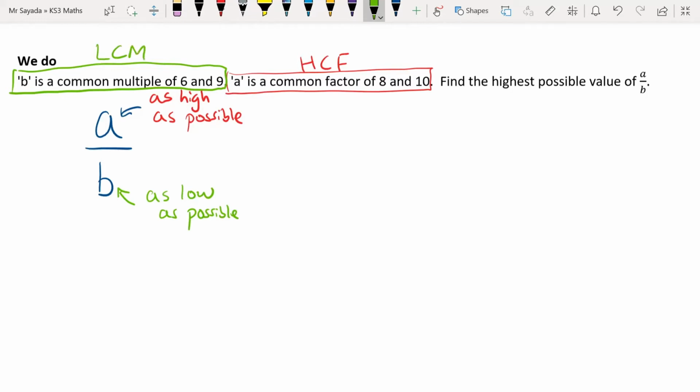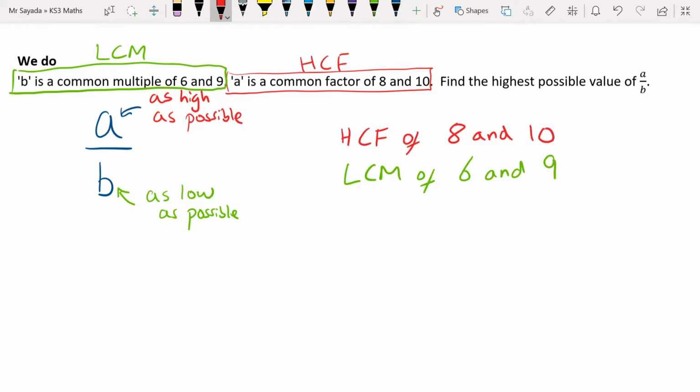So that's all we need to do now. We just need to find the highest common factor of 8 and 10, and we need to find the lowest common multiple of 6 and 9. If you've not yet done that, please pause the video now to do that and press play once you're ready. You should have now found the highest common factor of 8 and 10. The highest common factor of 8 and 10 is 2. You should have also now found the lowest common multiple of 6 and 9. The lowest common multiple of 6 and 9 is 18.